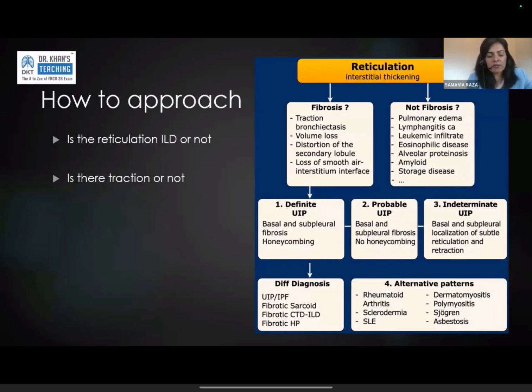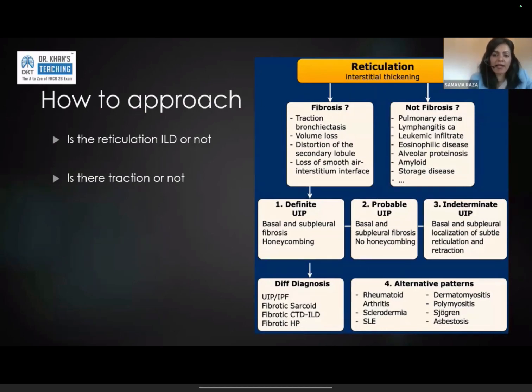So once you are sure there is reticulation significant enough for me not to be able to dismiss it, you then want to look for fibrosis. And how you look for fibrosis is you look for traction bronchial dilatation. Once you have convinced yourself that you can see areas of the lung where the bronchi are being pulled, there is traction, you know there is ILD, and you also know there is established fibrosis. Once you have those, then you need to look at the distribution. Is it basal? Is it subpleural? Is there honeycombing? All three, check.